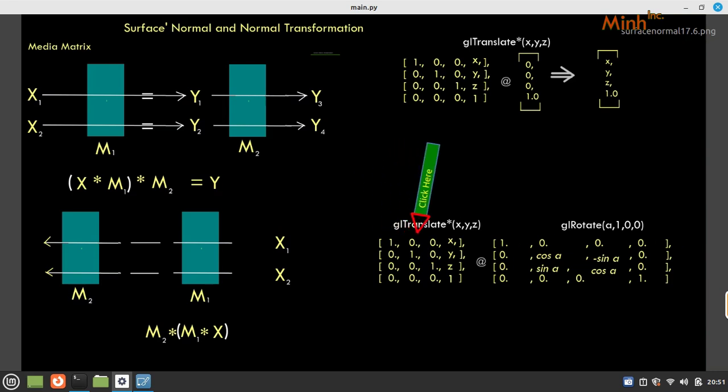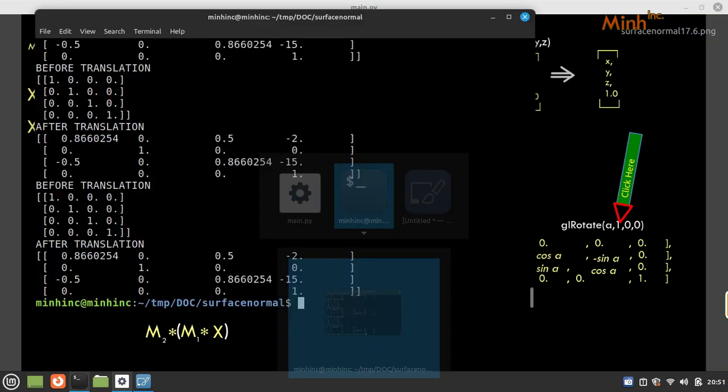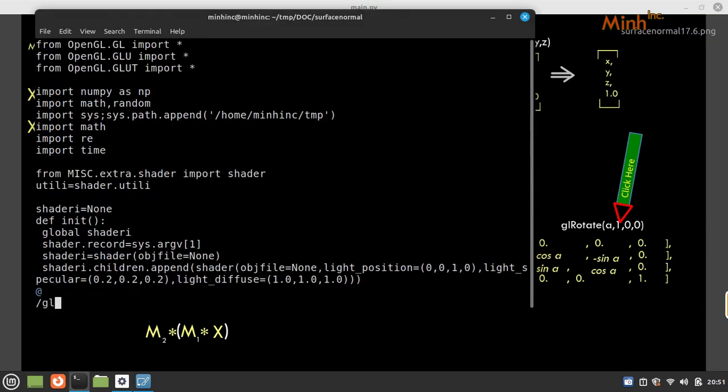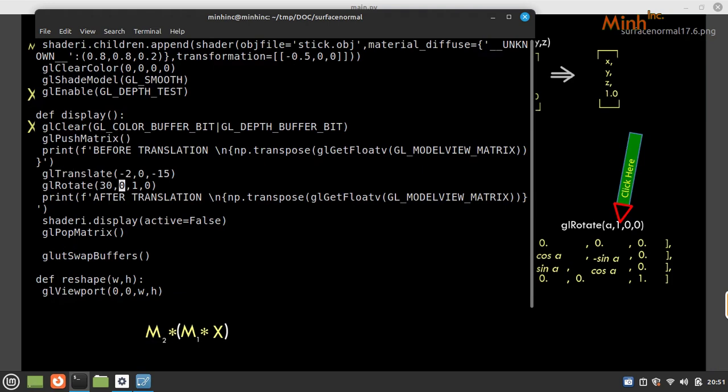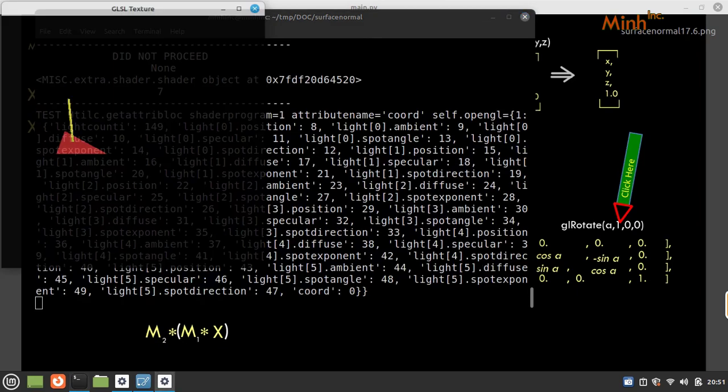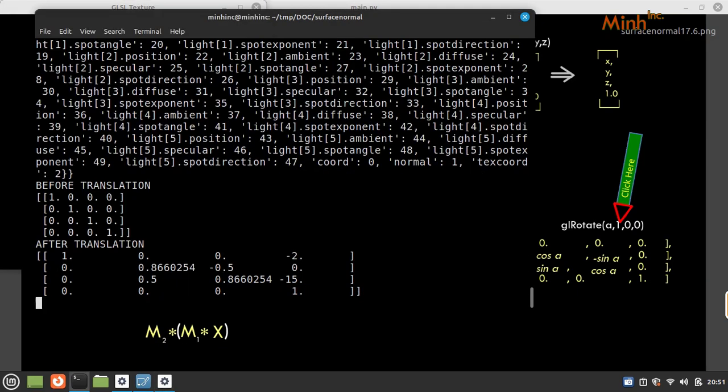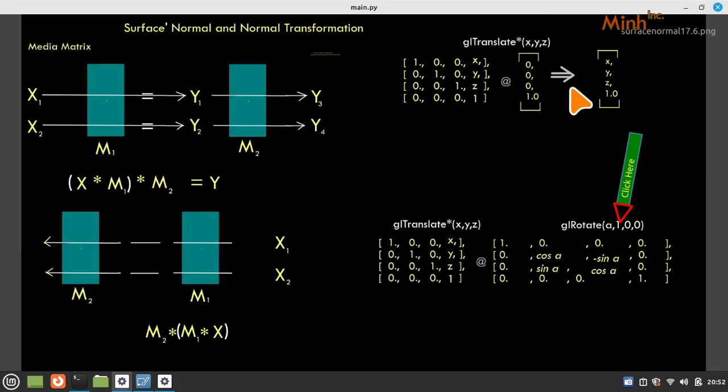Okay, so if I am rotating along the y-axis, so let's rotate along the x-axis the way we have. So we'll rotate along the x-axis 30 degrees and we'll see the matrix. Now in the matrix we can see minus 2 and minus 15 are x and z, and this is cos 30, minus sin 30, sin 30, cos 30. Okay, this is what it is.